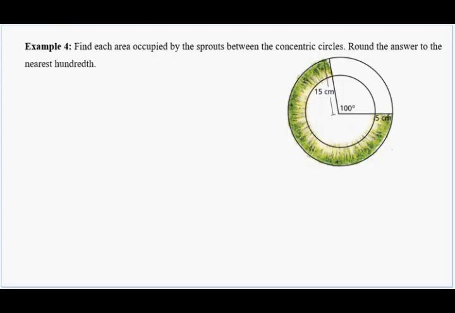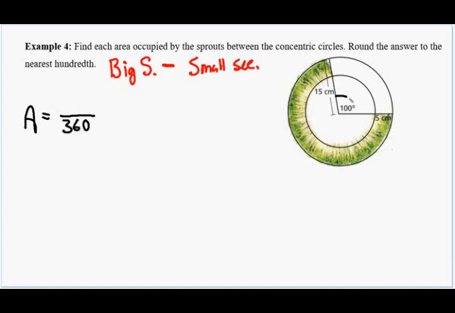So here's the big idea. We're going to take the big sector, big S, and then we're going to subtract out the small sector. And what we'll be left with is the green area where those sprouts are growing. All right, so let's start with the big sector. Area equals. Now we got to be careful here. They gave us this is 100 degrees, but that's not the sector that we're looking at.